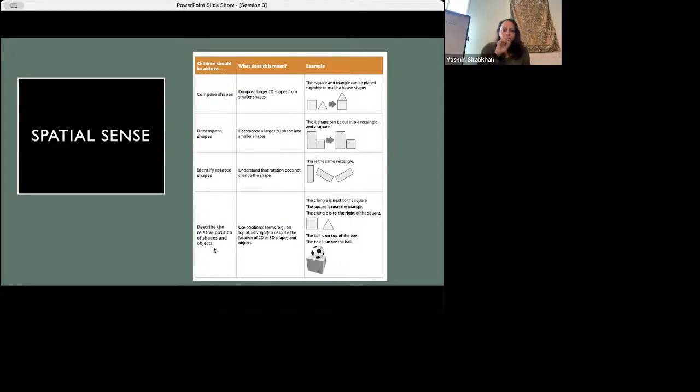And then the last one, describe the relative position of shapes and objects, right? So we talked about this before. The triangle is next to the square is near the triangle. All of these types of language is really important for thinking about where does this go in math? You get to the coordinate plane, you get to graphing points on axes, all of those types of things. This is the foundation. So you can see it. This foundation is so important for some of those later mathematical concepts, which is why we really want to build that foundation in the early grades.